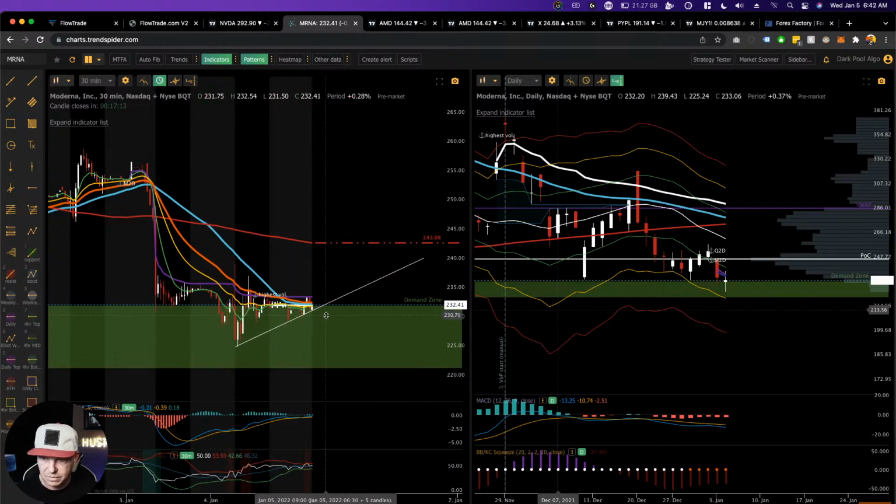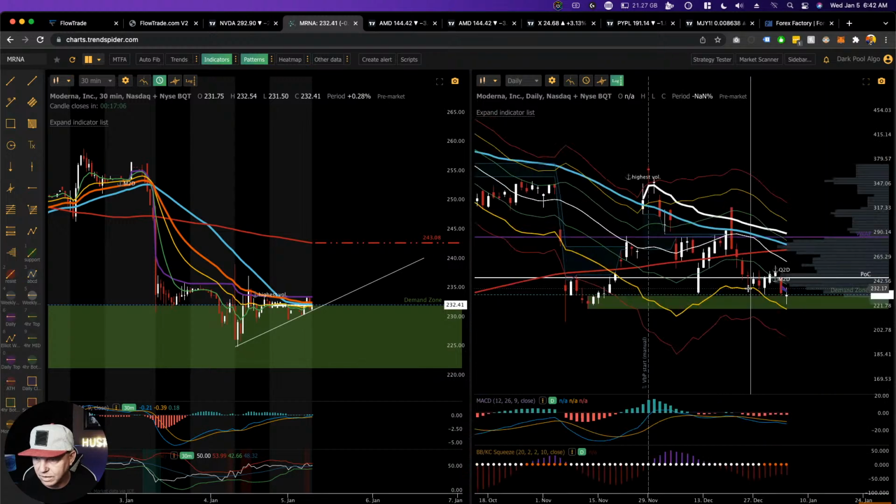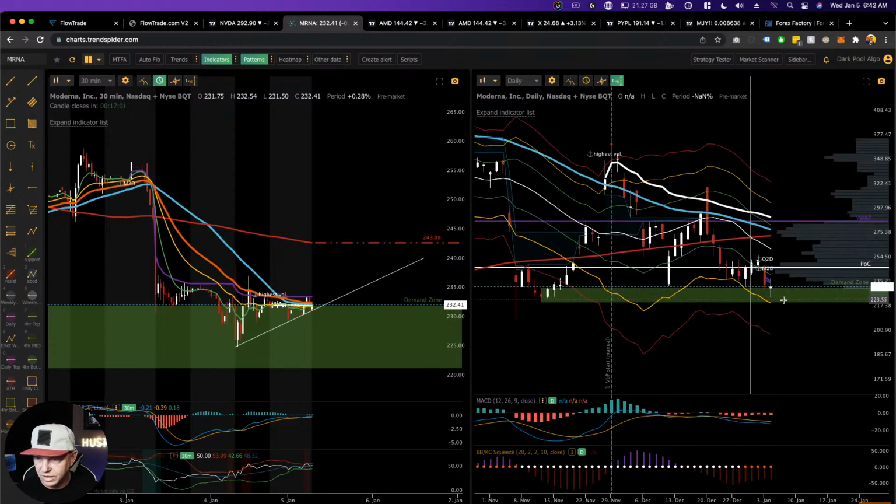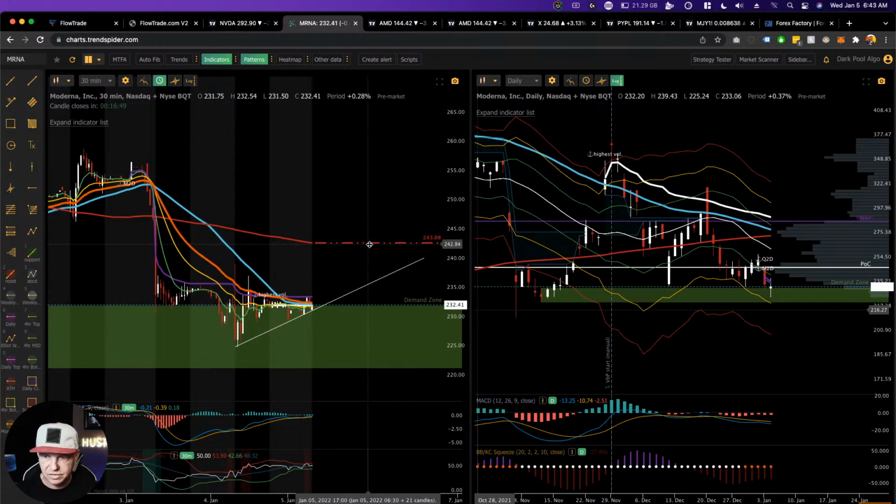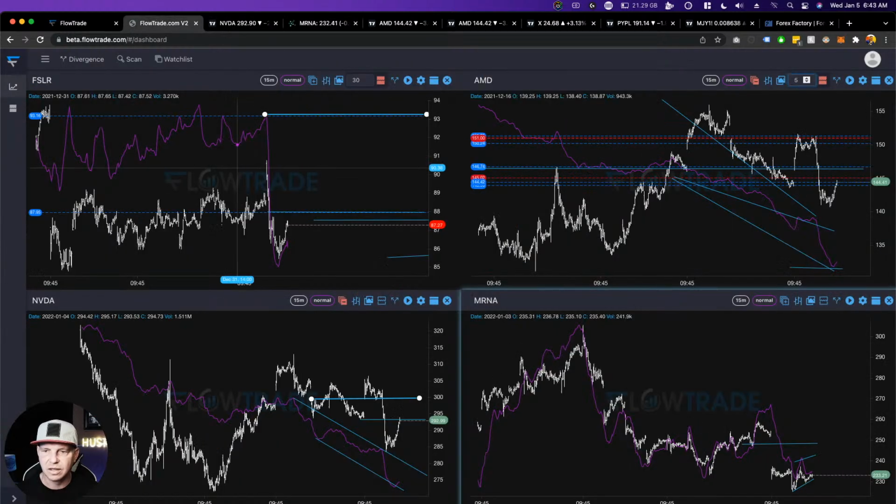Right? So if that trend line breaks, we fade all the way back down to the bottom of this demand zone, which would be -2 ATR. If we bounce, we have the 200 SMA at 243 as the upside resistance. Okay, now let's get into the rest of the plays.